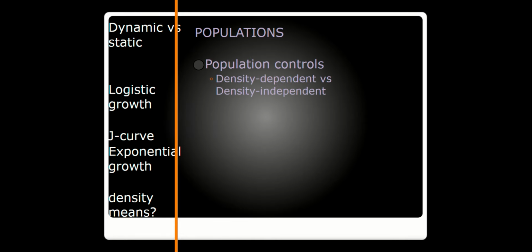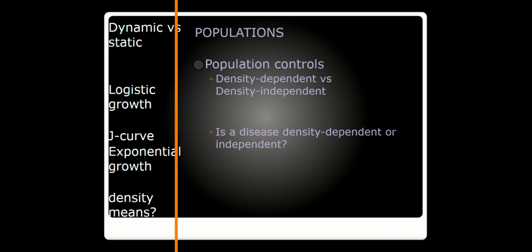We have different controls that limit population growth. We have density independent and density dependent. Remember what density means? It's the number of organisms in a certain area. If they're packed in together, there's a higher density. So, using that definition, I want you to think for a second. Is a disease a density dependent or density independent population control?